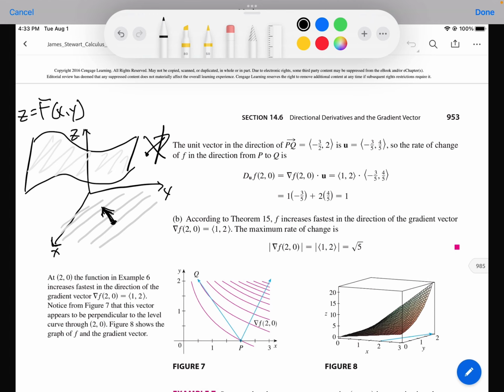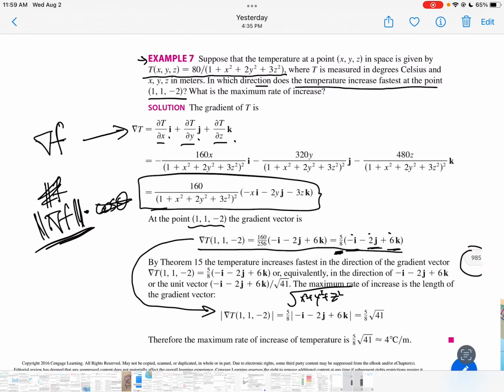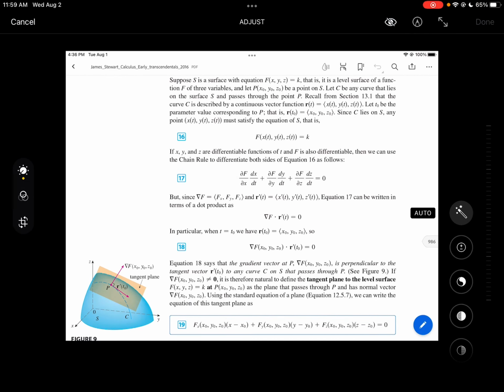And what is it perpendicular to? It's perpendicular to the level curves. So when we have z equals f of x and y, the independent variables x and y form a plane, and within this plane we have gradient vectors and level curves, and the gradient vectors are perpendicular to the level curves. Okay, so I want to establish that because next I'm going to talk about one more variable here.